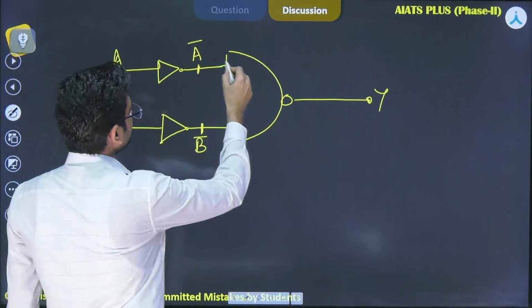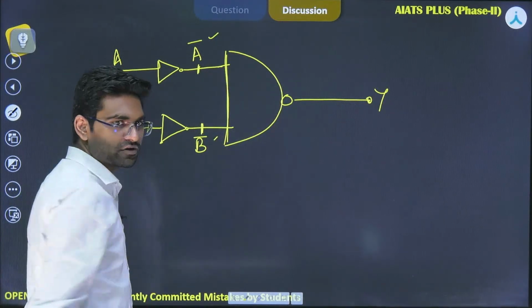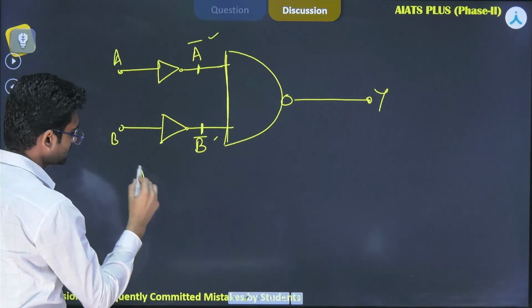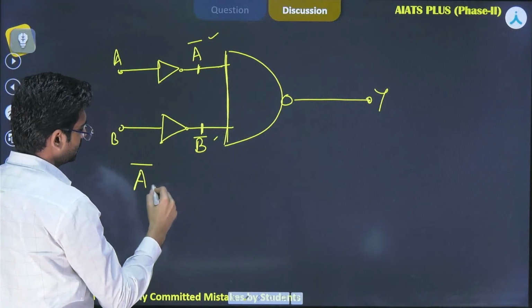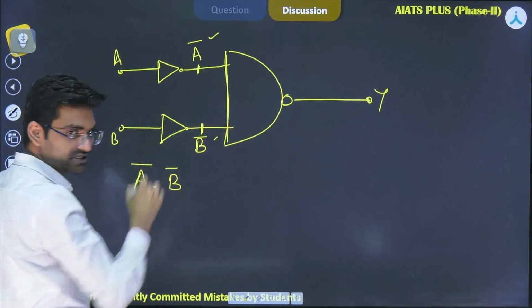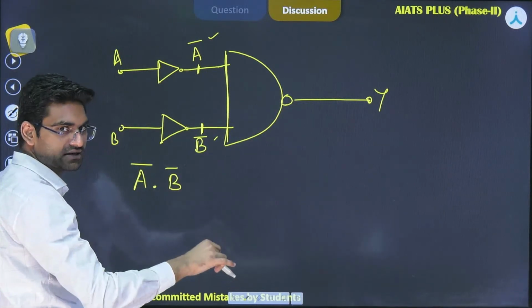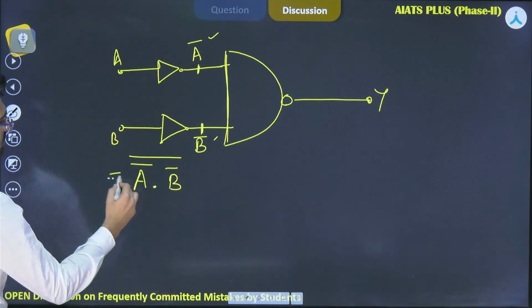Now, the input of this NAND gate is A bar and B bar. What will happen here? This A bar and B bar would look like this. A bar AND dot B bar, right? These are the inputs here. And since there is this NOT gate here, it is NAND, so there will be one more bar here. This is the output.